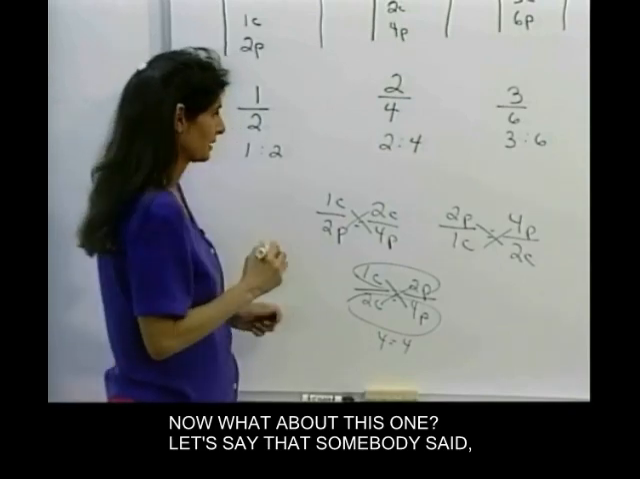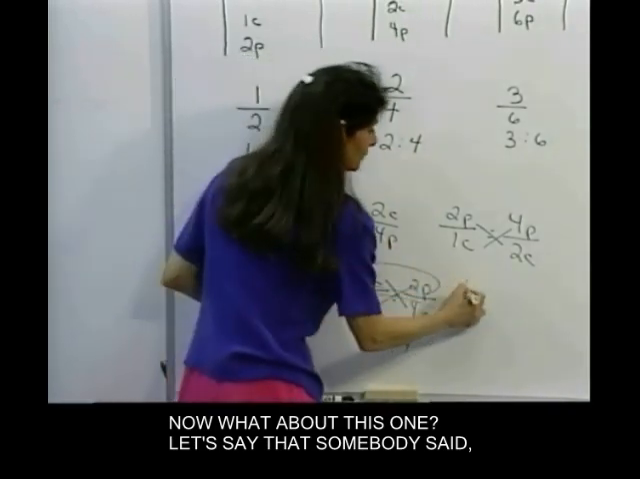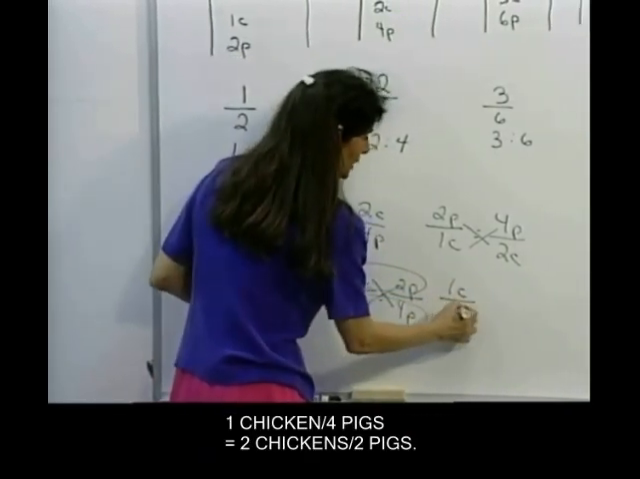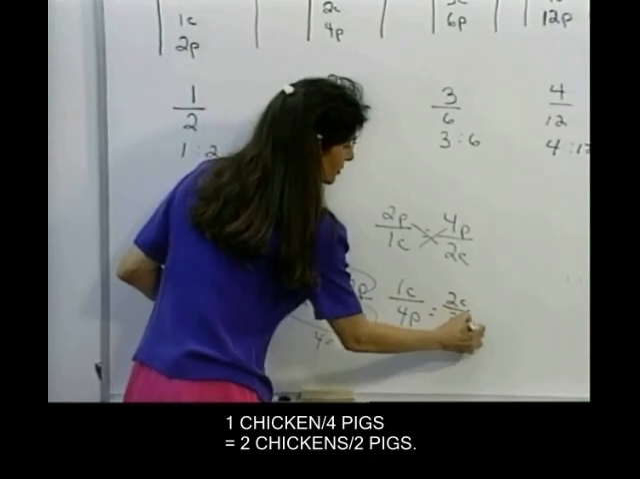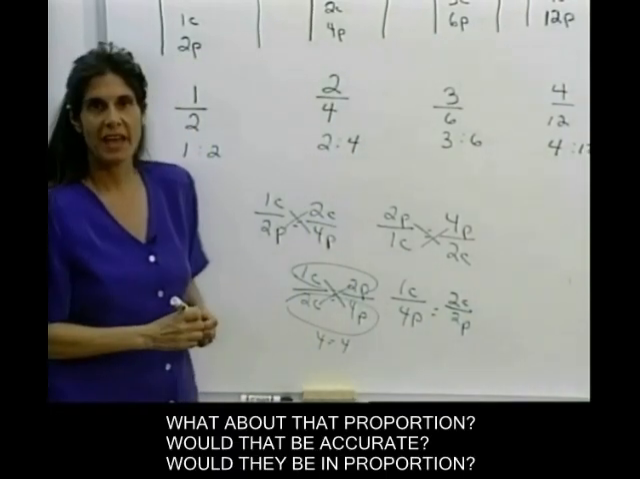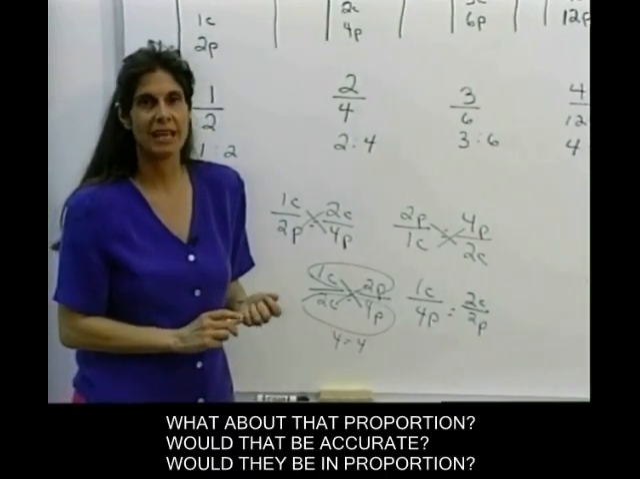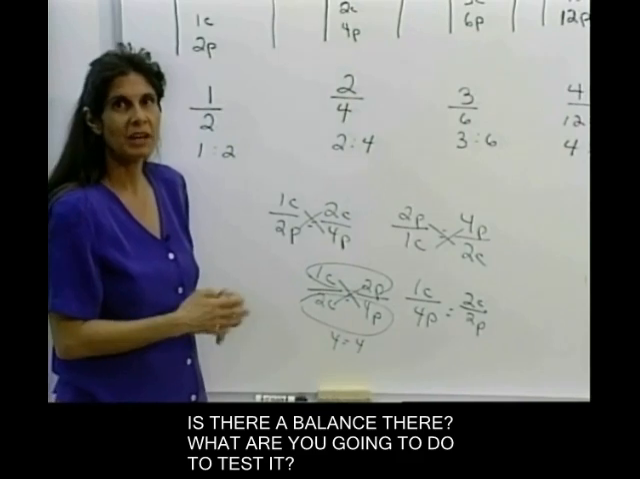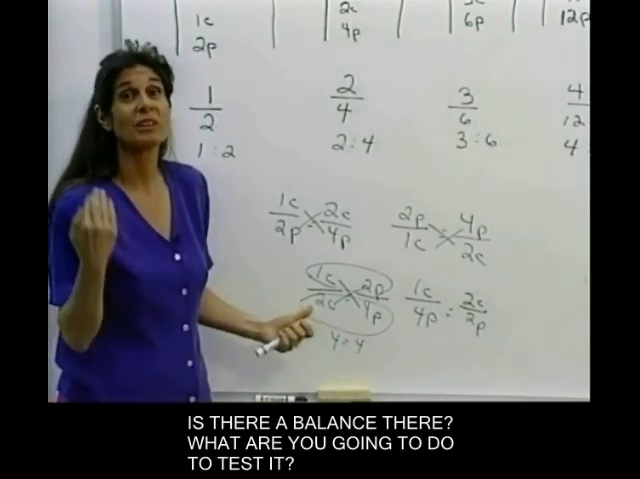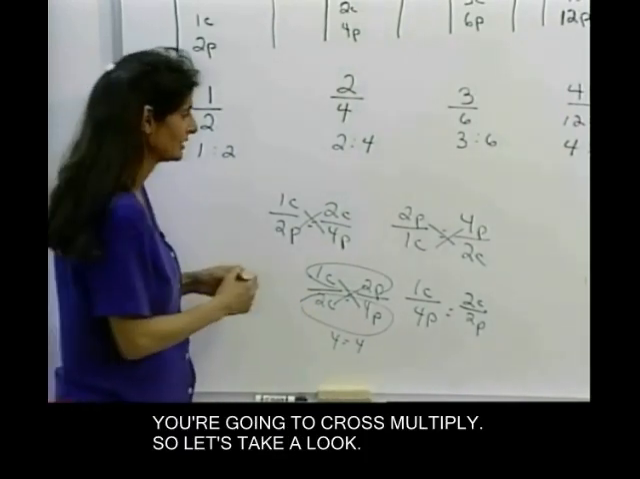Now what about this one? Let's say that somebody said 1 chicken to 4 pigs equals 2 chickens to 2 pigs. What about that proportion? Would that be accurate? Would they be in proportion? Is there a balance there? What are you going to do to test it? You're going to cross multiply. So let's take a look.